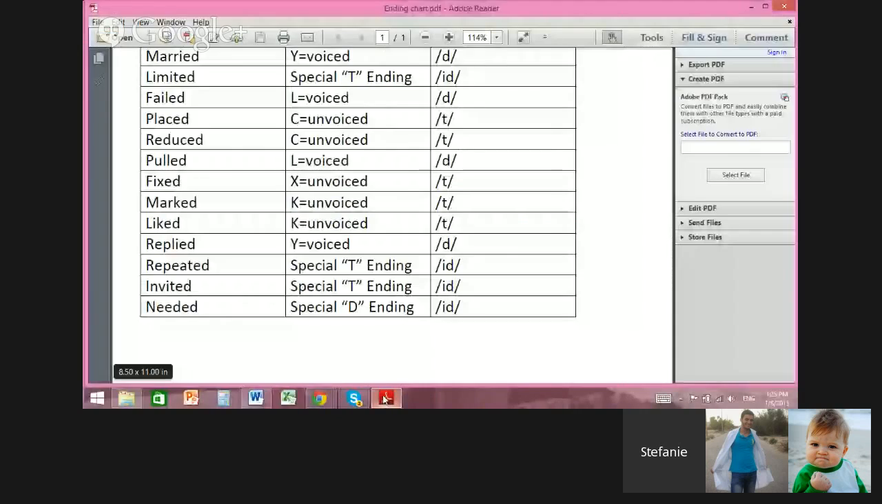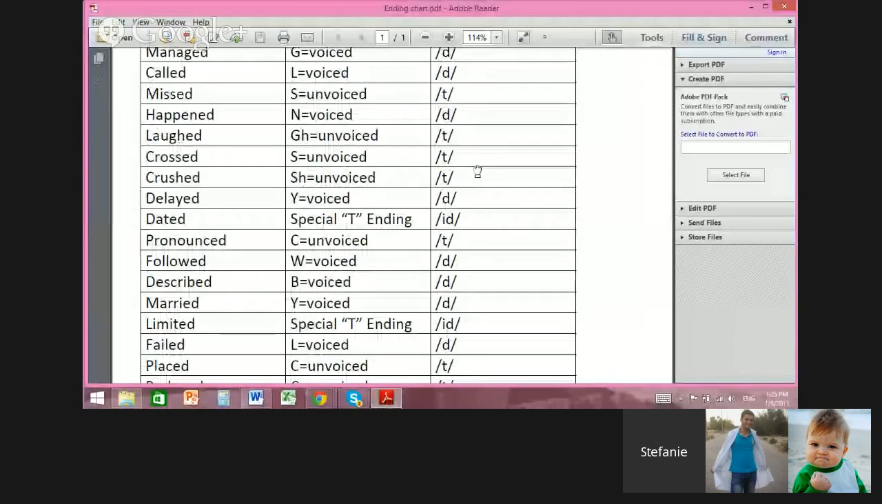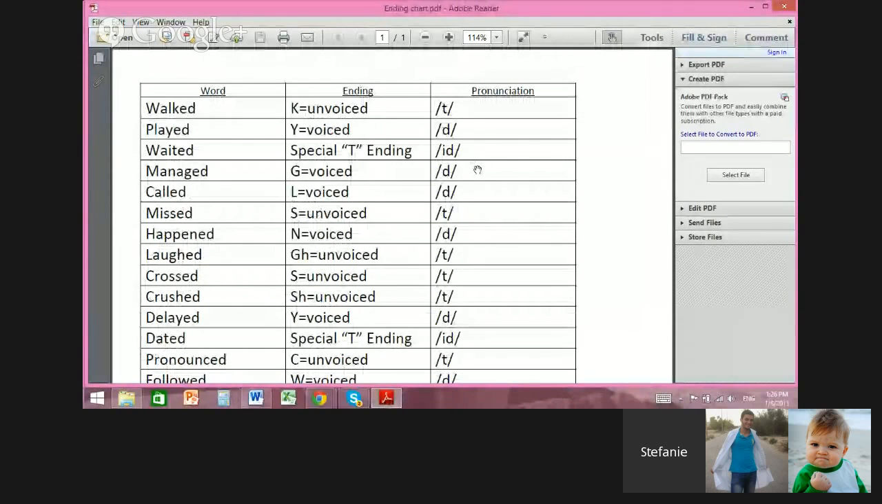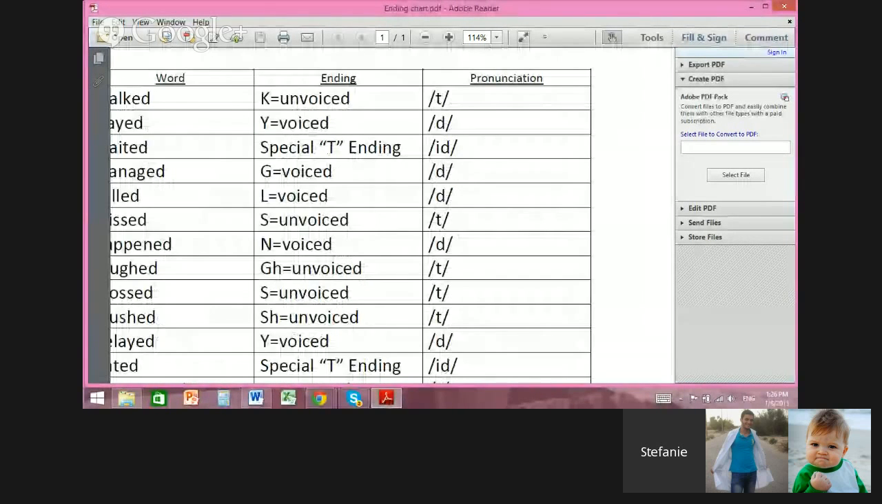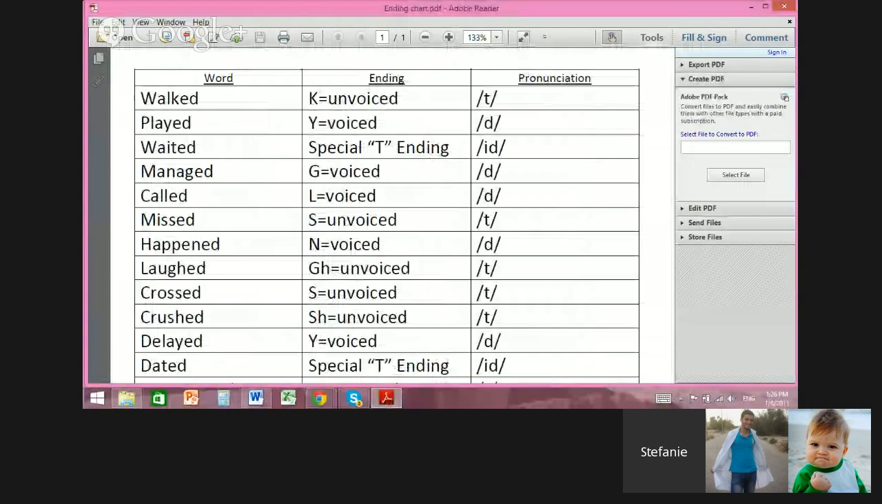Okay, you guys, sounds like you pretty much got the hang of this. So now I'm going to share my screen, and I have a special chart that I'm going to share with you guys. So one second. Okay. So here's the chart. I hope you can see it well. I will zoom in a little bit. But basically it says, at the top, word, and then the ending, and then the pronunciation.